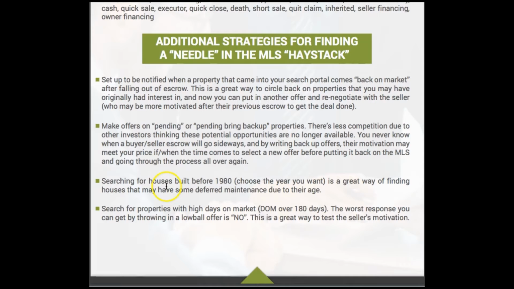Another strategy is to search for houses built before 1980, or you can choose, based on your market, whichever houses may be considered quote unquote older, right? If you're in a newer community that has been built from the 90s on, then 1990 and newer may be older, right? Or you may be in a market where most houses were built in the early 1900s to 1940s, and anything built after that is still considered relatively new, and you want to only look at houses before 1940. Whatever houses are considered older or may have deferred maintenance due to their age, you can do custom searches that way.